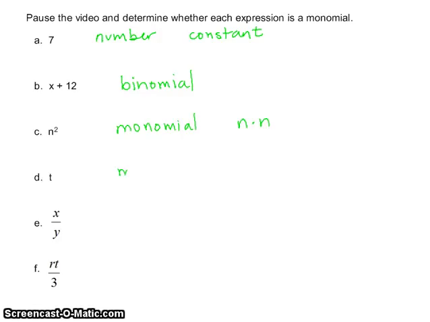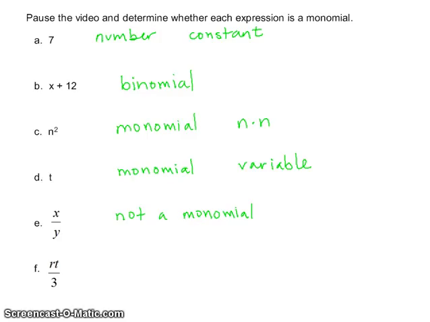t is a monomial because it is a variable. x divided by y is not a monomial, because it's actually the quotient of two variables.